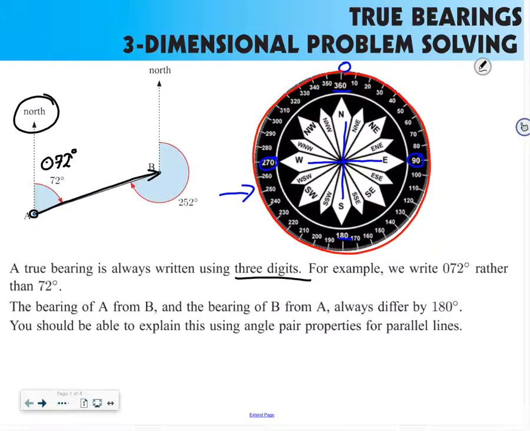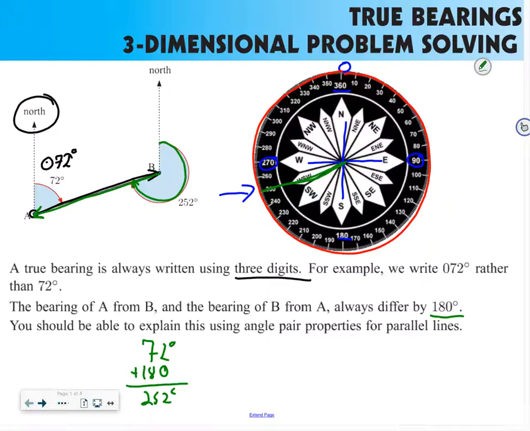But notice if we were going from B to A, that's a different bearing. The nice thing about those is they always differ by 180 degrees. So we take our 72 degree angle and we add 180 degrees to it. We're going to see that's 252 degrees. So 252 degrees from north, we're going to be headed off there. We can see from our compass that 252 degrees is west by southwest, and we're heading in that direction.